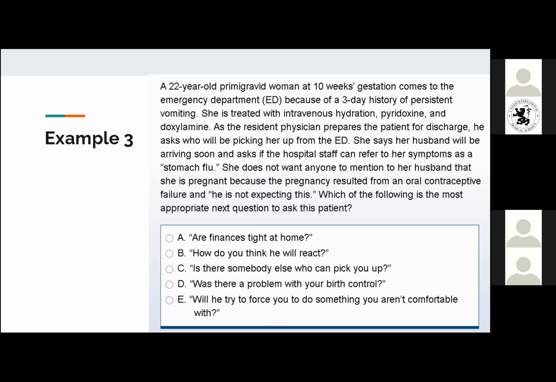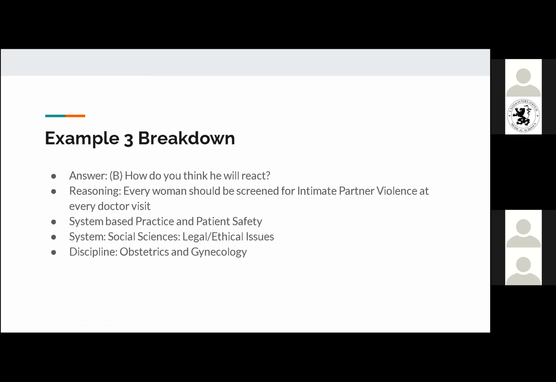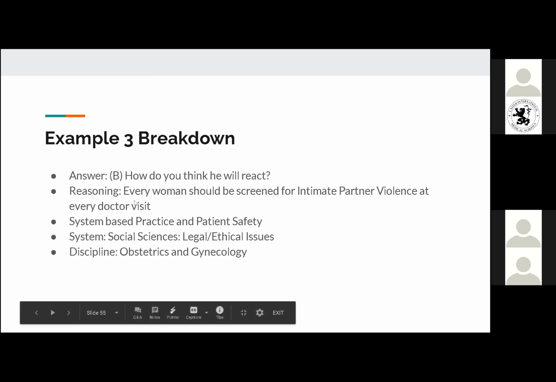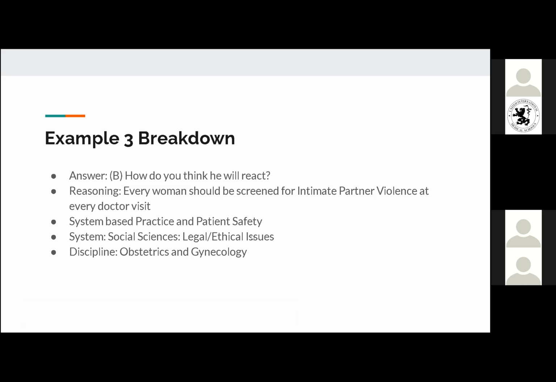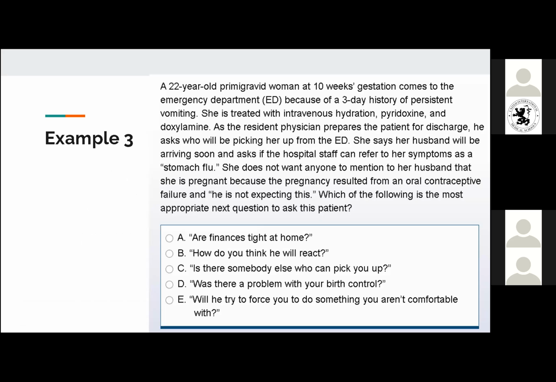So this is a type of question that's very common on the USMLEs. This is based on tests on system-based practice and patient safety, social sciences, legal and ethical issues, and a discipline is obstetrics and gynecology. But you'll meet a lot of these questions. So for example, I think on my exam, I had maybe 20 questions that were testing me about this patient communication skills. So this might be one of the most difficult parts in preparation for the USMLEs because we're not very used to this part of medicine.